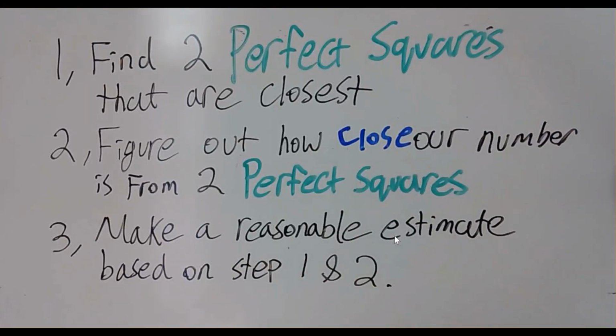Let's summarize how to estimate a square root of non-perfect squares. The first step is to find two perfect squares that are the closest to our number. Step 2 is to figure out how close our number is to the two perfect squares. And the last step is to make a reasonable estimate based on steps 1 and 2.